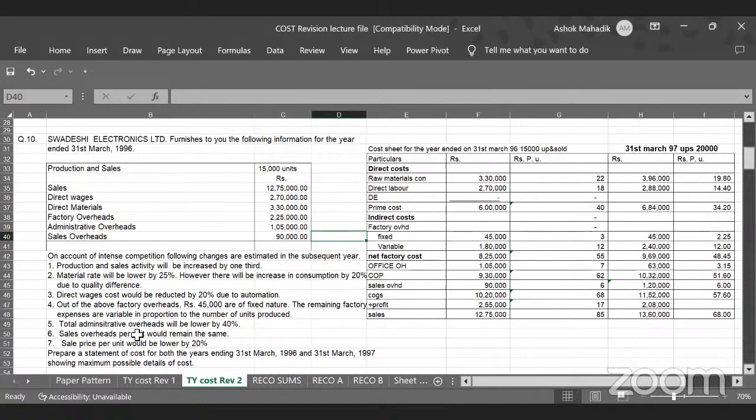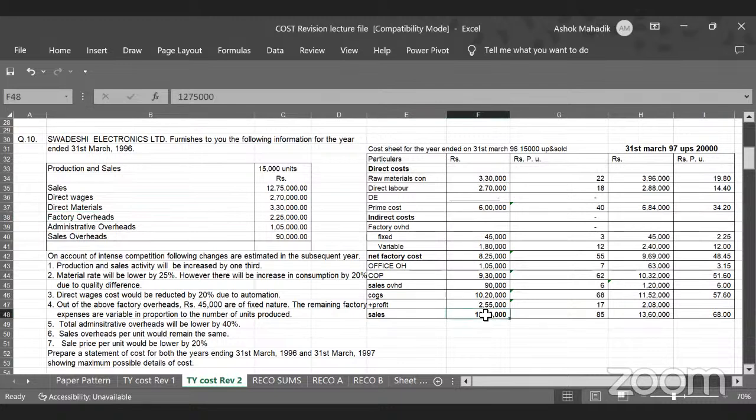Total admin overheads will be lowered by 40%. Now this is related to administration overheads. Okay. Sales overheads per unit will remain same. Sale price per unit will be lowered by 20%. Okay. So only one, that is factory overheads, had bifurcation. So in given cost sheet, existing year's cost sheet, do that bifurcation. Okay, it is useful.